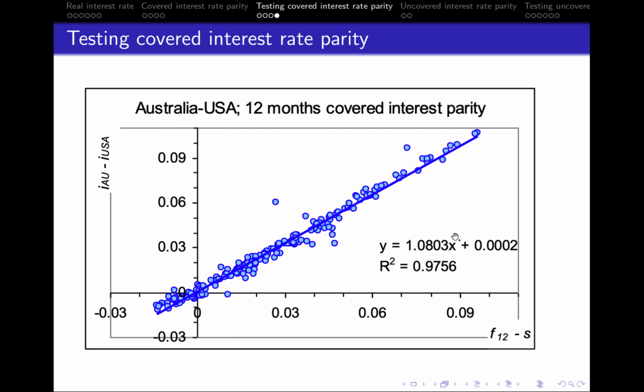And in this case, actually, it's estimated upside down. So instead of 1.08, we should have like 0.94 something. But you see that this coefficient here is extremely close to 1. R square is almost 98%. And we see that the line we got is going through the origin. So definitely what we can say is that covered interest rate parity works very well.